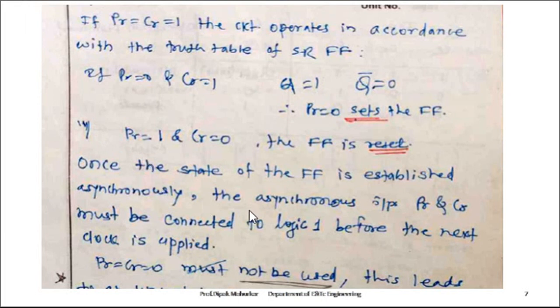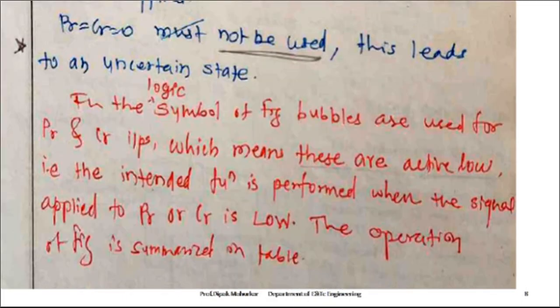Once the state of the flip-flop is established asynchronously, the asynchronous inputs PR and CR must be connected to logic 1 before the next clock pulse is applied. So PR and CR both equal to 0 must not be used, because both gates will try to make the output, resulting in an uncertain state.